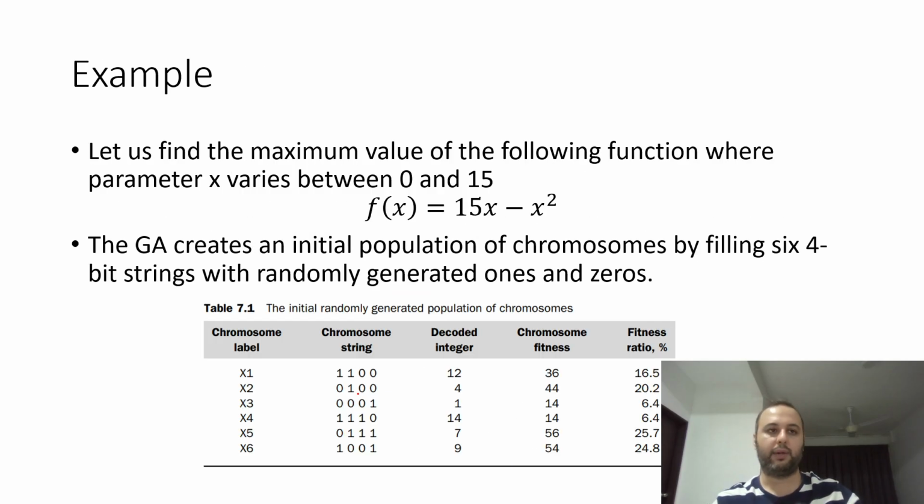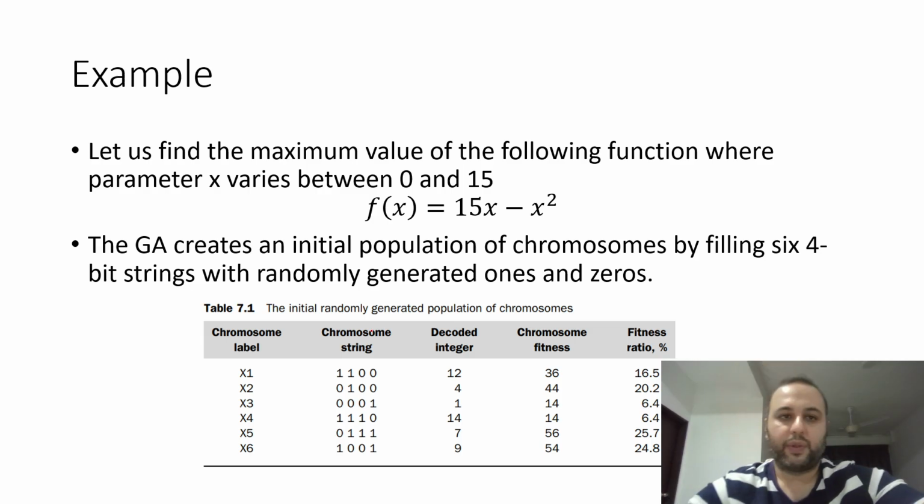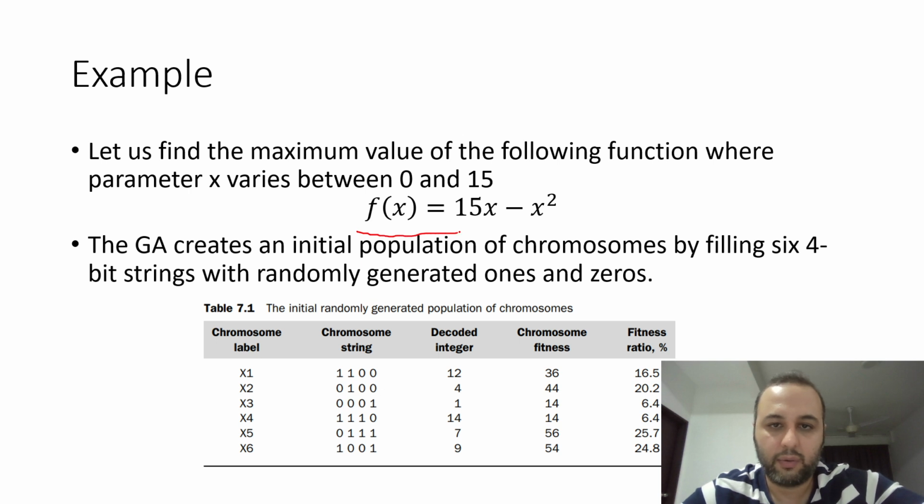Okay, let's see one example. So this function is given to us. We call it, for example, the fitness function. In this table we have x1, x2, x3, x4, x5 and x6. These are the chromosome labels. And this is the chromosome string. Chromosome strings means before being decoded. Chromosome strings are in binary.